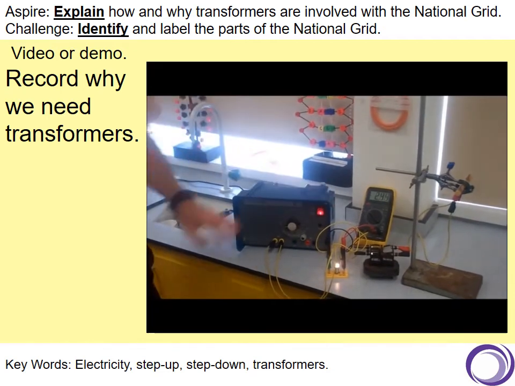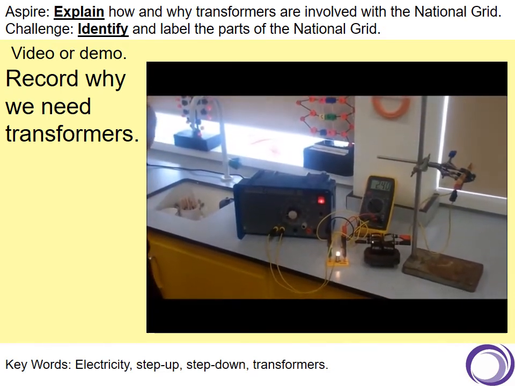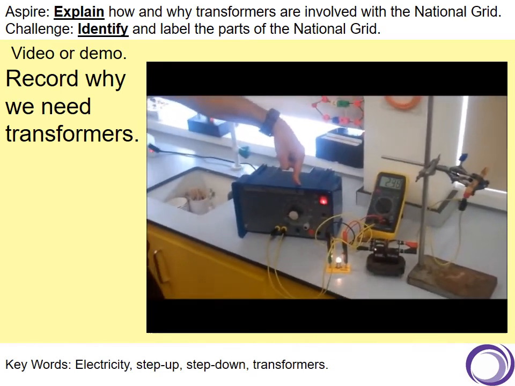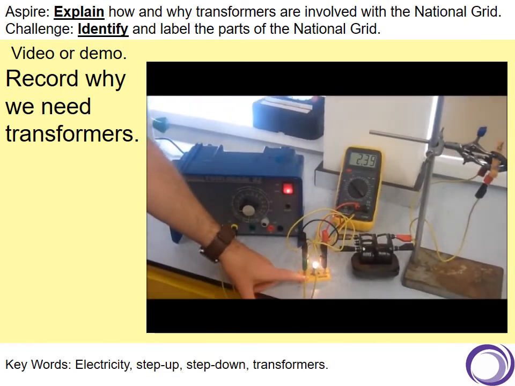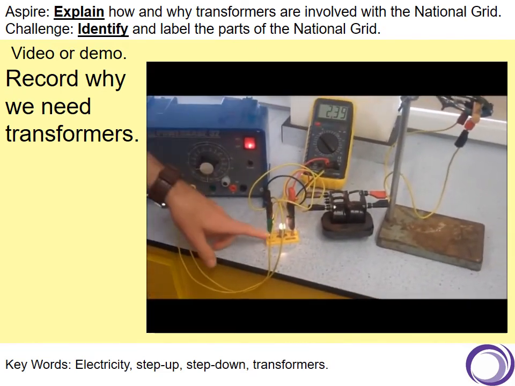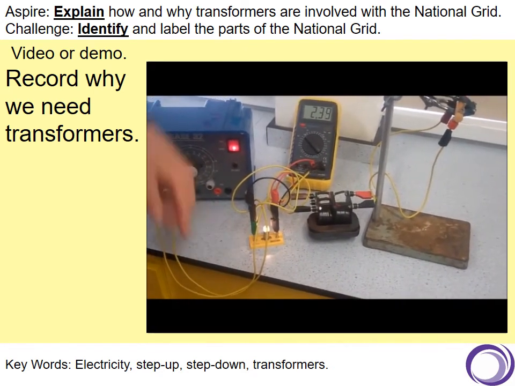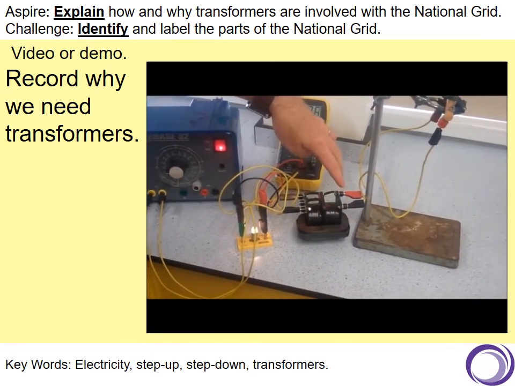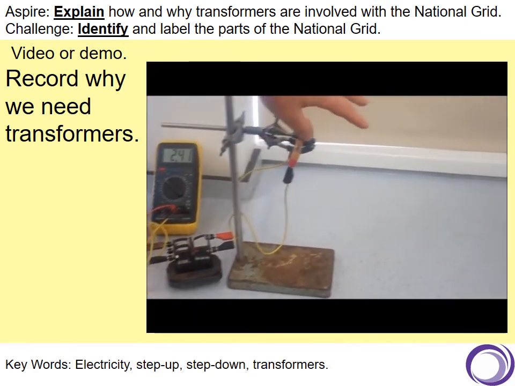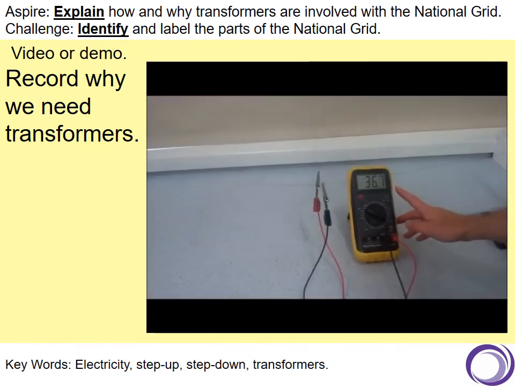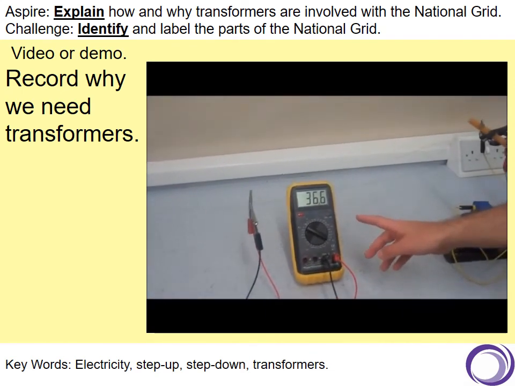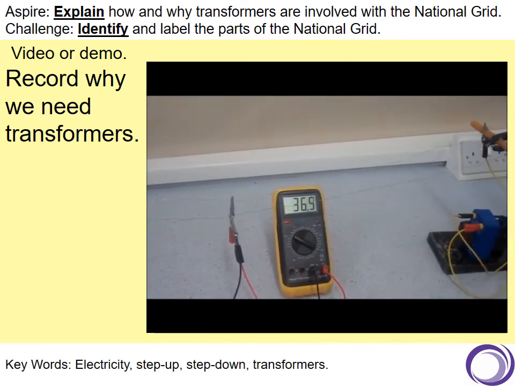Okay. So now this time we've got the transformers in. Again this is our power supply, which is like our power station. You can see again we've got 2.4 volts across our pole, and that's really bright. But now, with our transformer, across these power lines you can see that we've got 36 volts. So with the transformer we've stepped up the voltage.